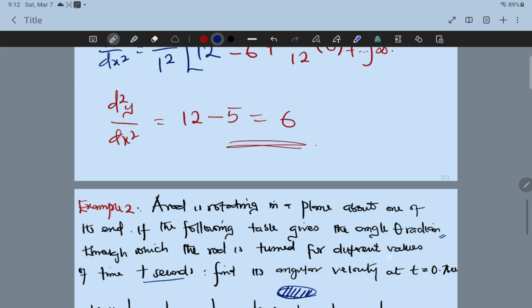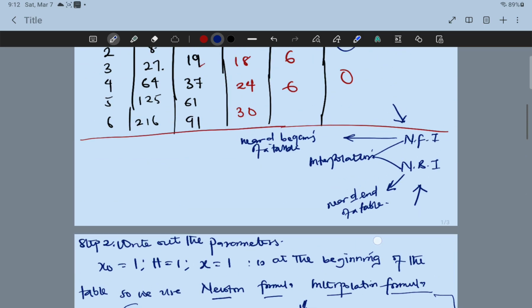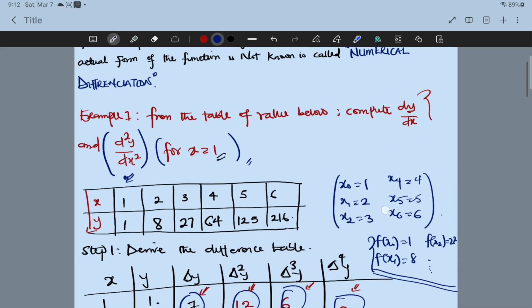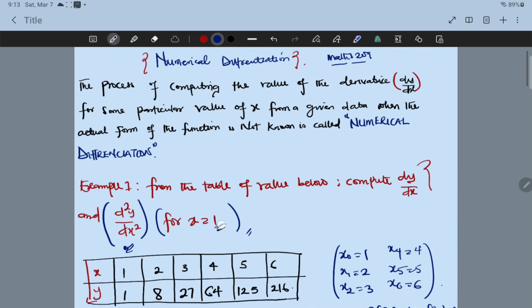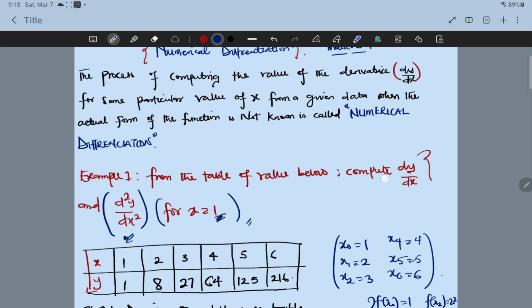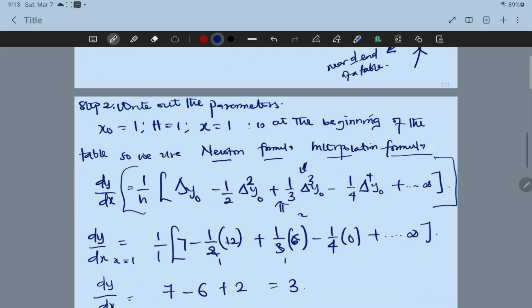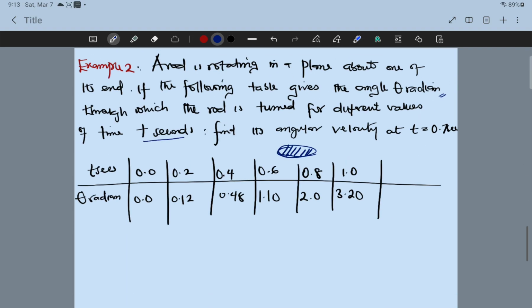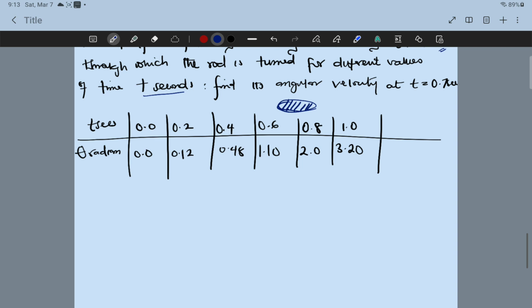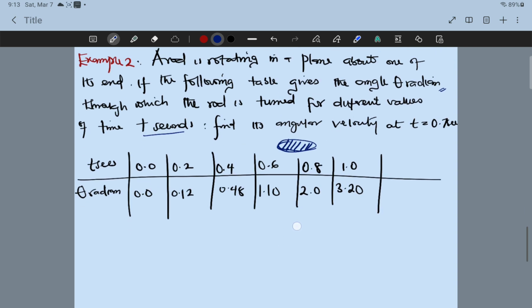And so because 0.7 is around this region, what we are going to be doing is what? Newton backward. If you look at the first question, we had a Newton forward. Why? Because we were treating for x equal to 1. So now we are differentiating using Newton backward. Did you see that? Find the angular velocity at t.